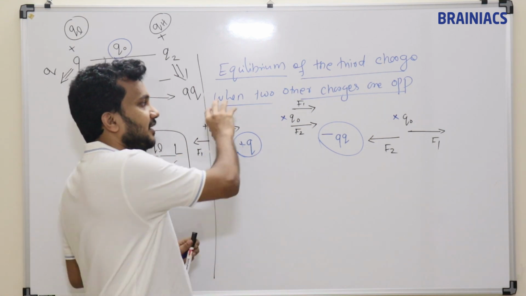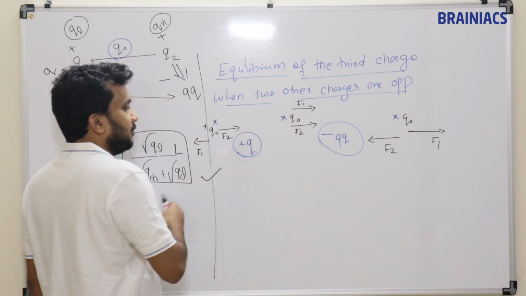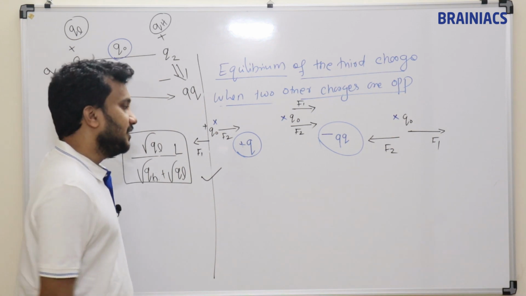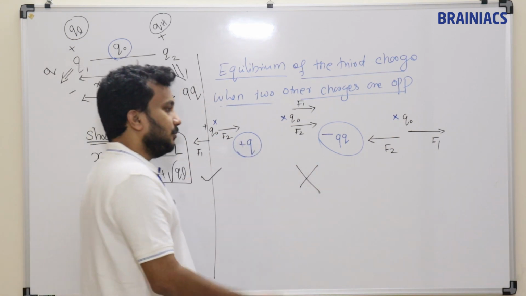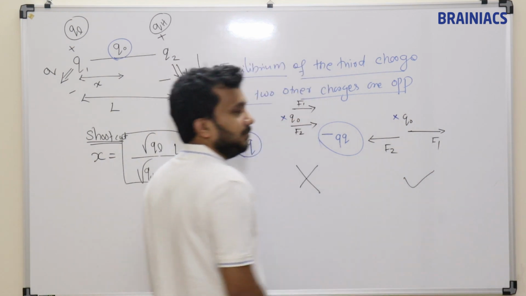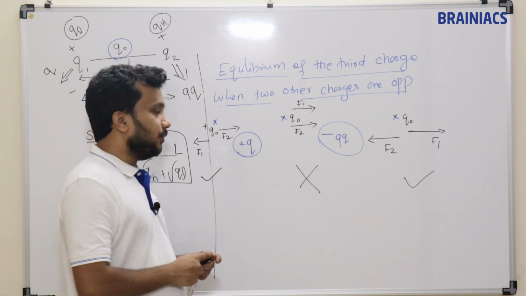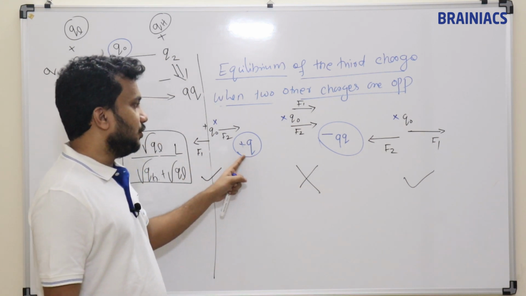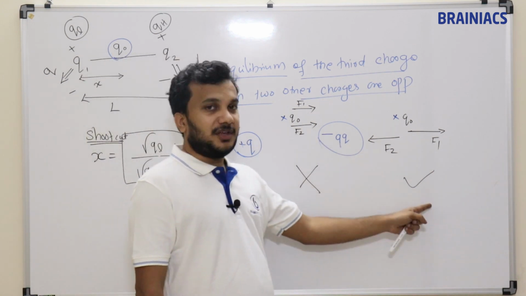Both the forces are acting in the same direction. So I can say this may be an equilibrium position because opposite forces are there. This never becomes an equilibrium position. And I have one more chance, this becomes an equilibrium position. So there are two chances I have to have an equilibrium position, either towards the left of the lower charge or towards the right of the higher charge.